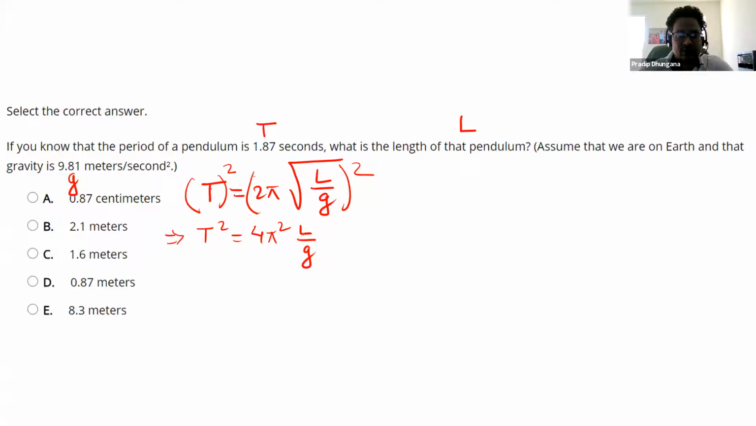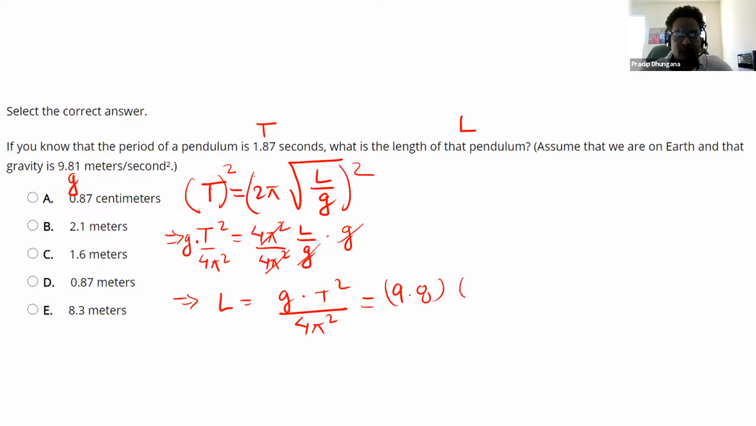After that, our goal is to calculate L. So we want to get rid of 4 pi squared and G. To get rid of 4 pi squared, divide by 4 pi squared on both sides. And then to get rid of G, multiply both sides by G. G got cancelled, 4 pi squared got cancelled. So L is equal to G times T squared over 4 pi squared. Let's substitute those values. G is 9.8 is given. T squared is 1.87 squared. And then divide by 4 pi squared.